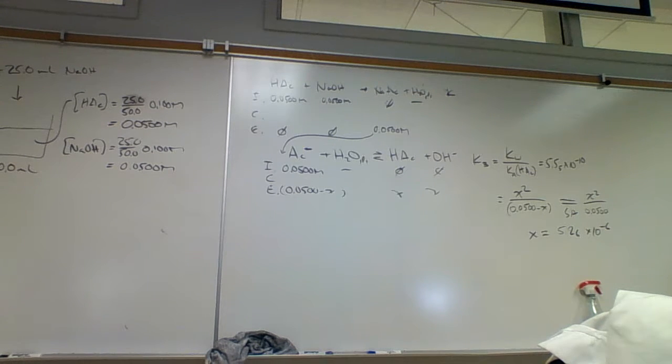5.26 times 10 to the negative 6. Is the simplifying assumption valid? Yeah, it's valid. The change is 10 to the minus 6. The initial is 10 to the minus 2. So we get 10 to the minus 6 over 10 to the minus 2 is 10 to the minus 4, times 10 squared gives us a percent change of 10 to the minus 2. 10 to the minus 2% change is small. And so no problem. The simplifying assumption worked well.